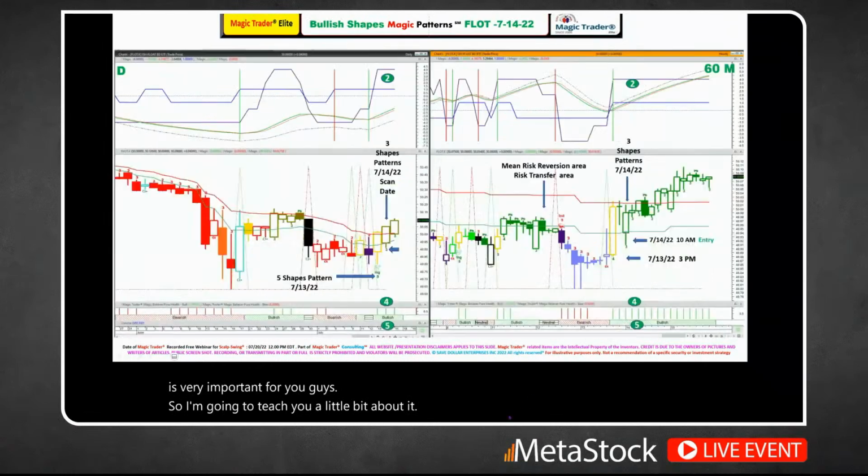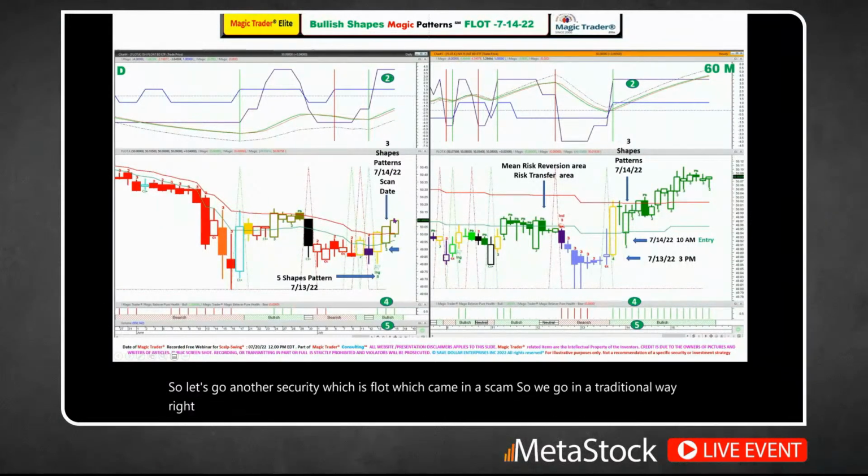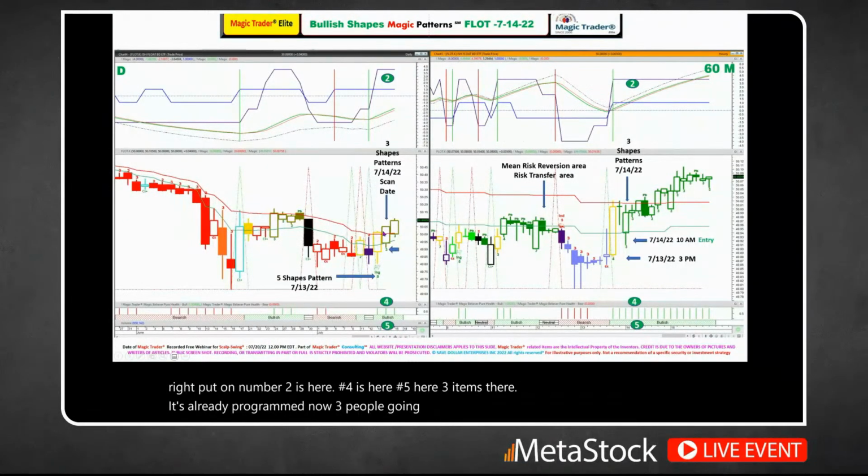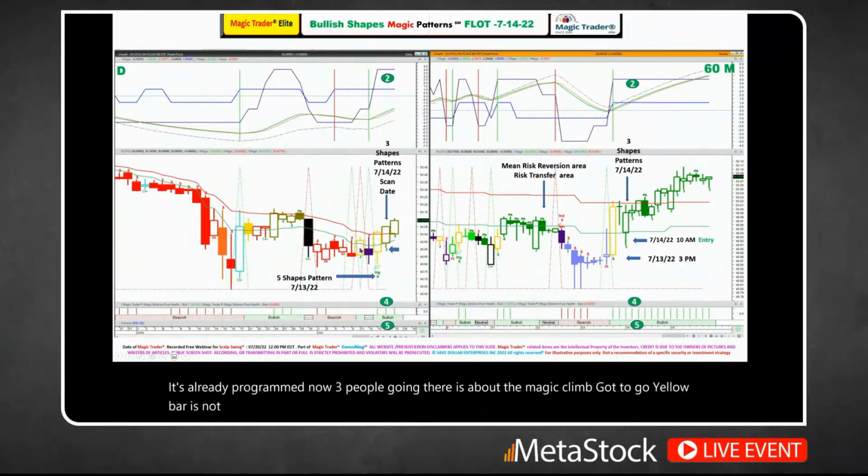So let's go. Another security, which is FLOT, which came in a scan. So we go in a traditional way, right? Put number 2 here, number 4 here, number 5 here. 3 items there. 3 items are already programmed now. Number 3, people going there. It's about the magic line, good to go. Oh, the yellow bar is not there. Who cares? It's there. It's there. That means we are going on a rocket ship.